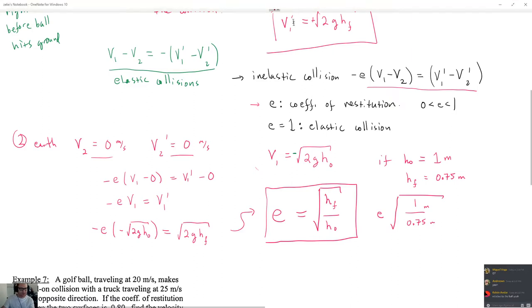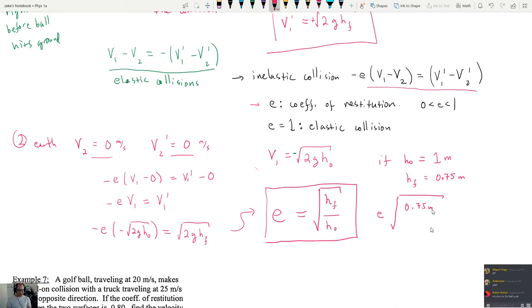Oh, I flipped them upside down. I'm sorry. Square root of 3/4, that's what it should be. H final is in the numerator, right? So this is going to be 0.75 meters divided by h naught, which is 1 meter. There we go. So if we do the square root of 0.75, we're going to get 0.866. So e in this case would be equal to 0.866. It doesn't have units, basically. And so this is a measurement of how elastic or how inelastic a collision is.